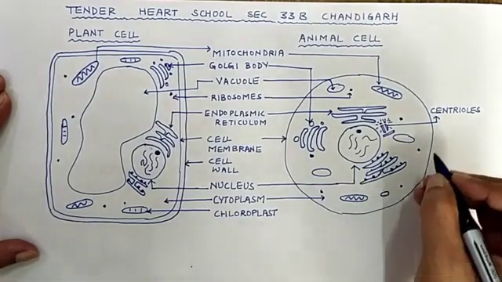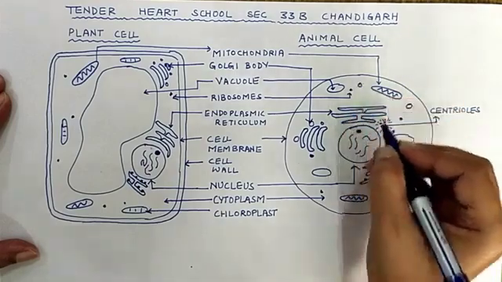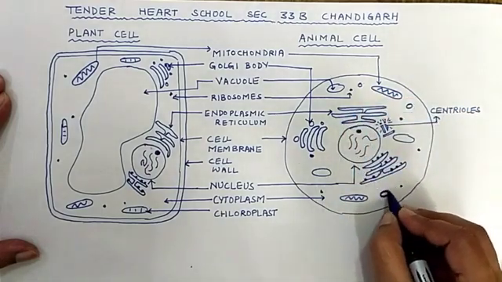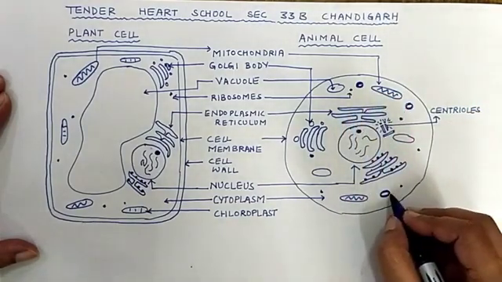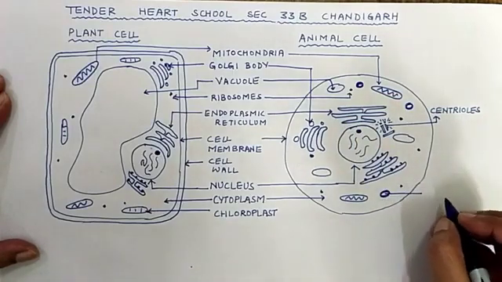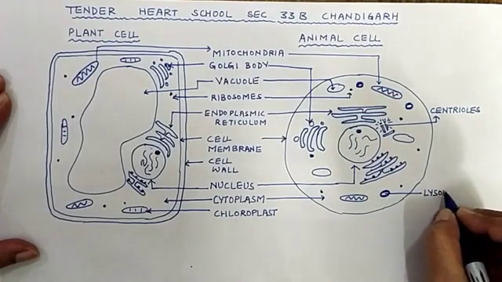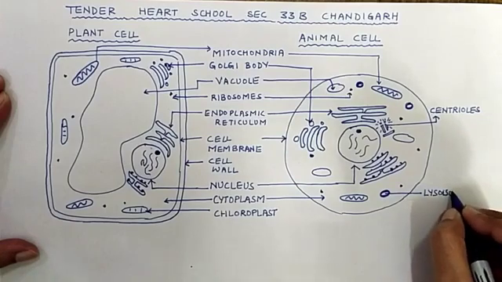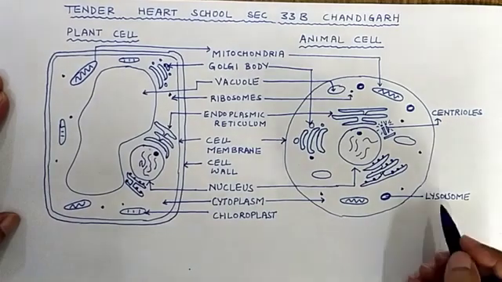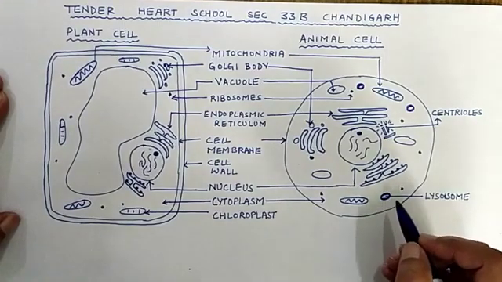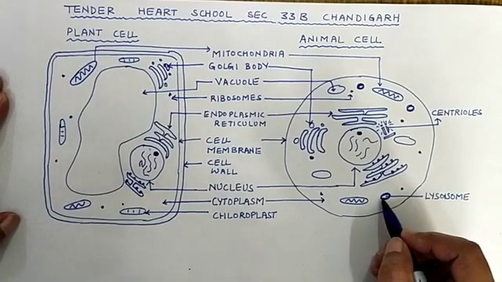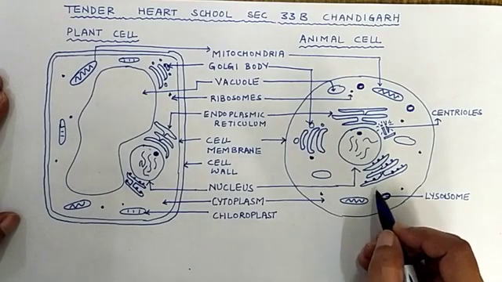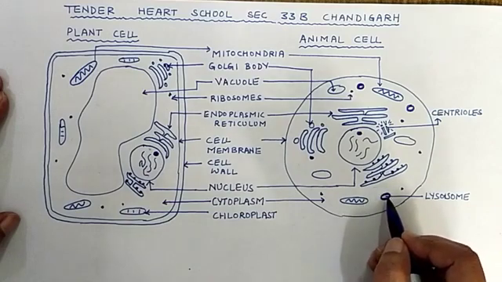Lysosomes, these are again membrane bound organelles, and these lysosomes contain certain enzymes, digestive enzymes. Lysosomes are present only in the animal cell, and these contain certain digestive enzymes which will digest the foreign substance. Any unwanted foreign substance which enters into the animal cell is taken to the lysosomes and is digested. Right? It is basically removed from the animal cell.